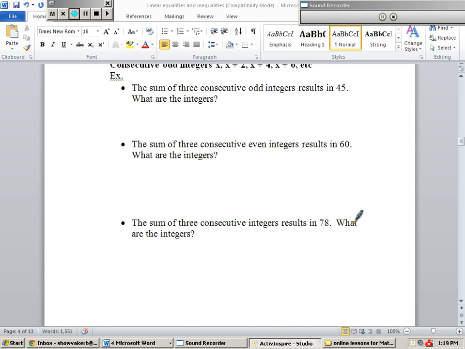The sum of 3 consecutive integers results in 78. So x plus x plus 1 plus x plus 2, that's what your consecutive integers formulas are for your first 3, equals 78. 3x plus 3 equals 78. 3x equals 75 when I subtract that 3. X will equal 25. So x is 25, x plus 1 is 26, and x plus 2 is 27. And like I said, these formulas are on your formula sheet. You just need to know how to use them.